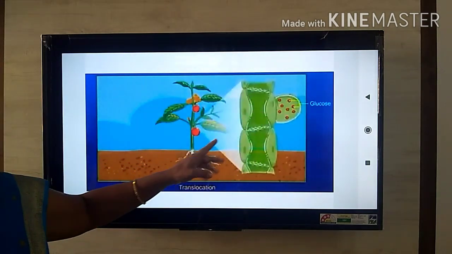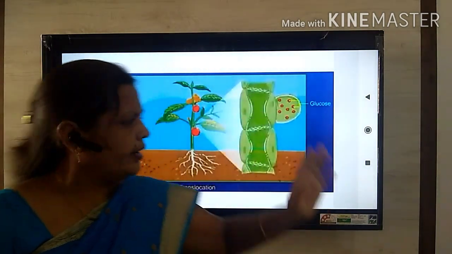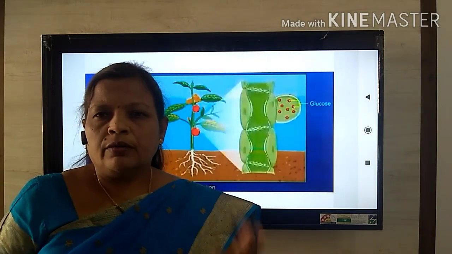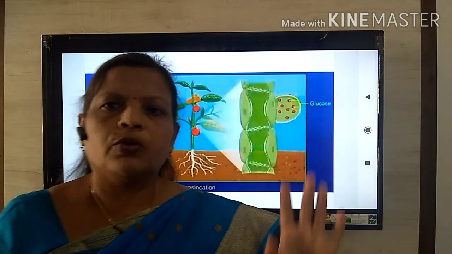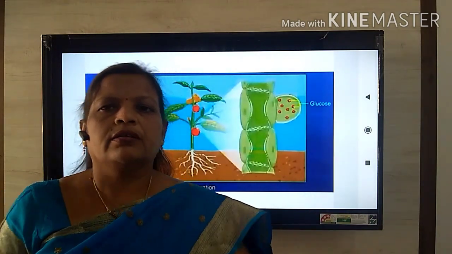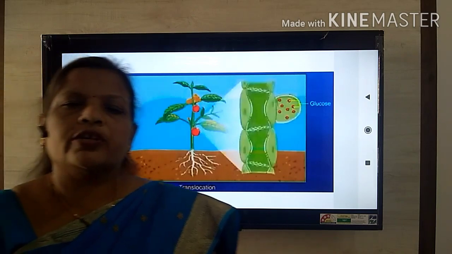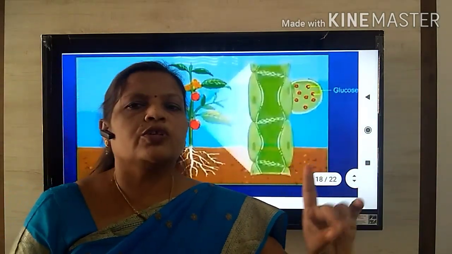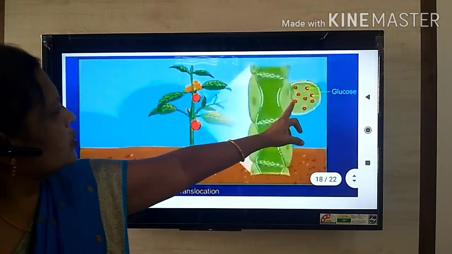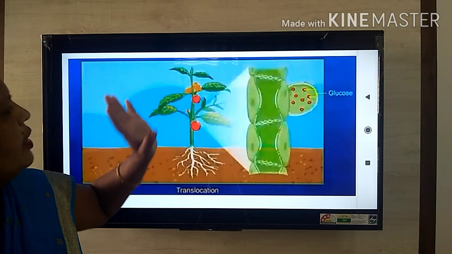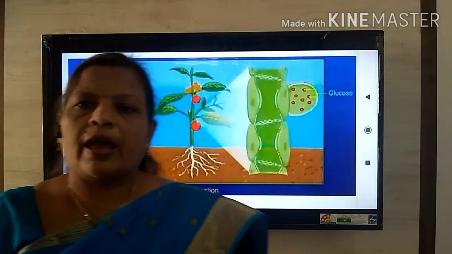All these slides I got from the internet. The glucose molecule is the main food material that is synthesized in photosynthesis. You know very well the process of photosynthesis. Carbon dioxide and water combine together and give rise to C6H12O6. C6H12O6 means the glucose molecule, and this glucose molecule is then transported in upward as well as downward direction. Now how does this happen?